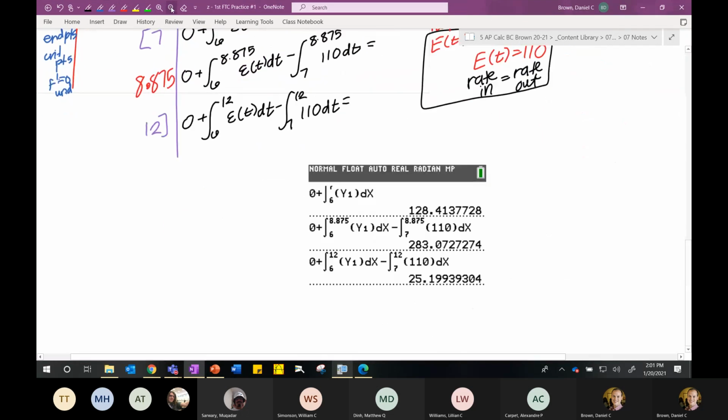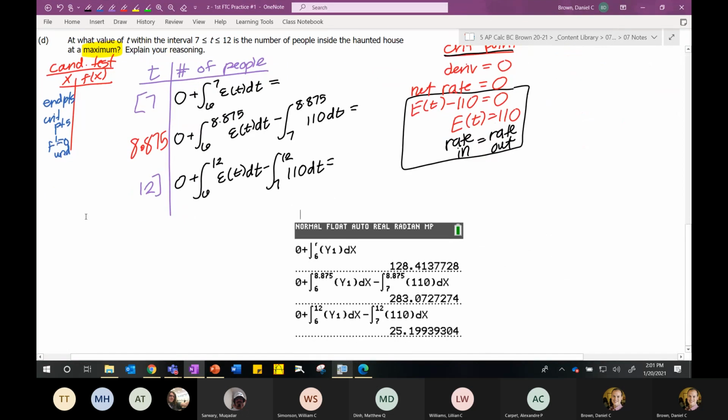When are we going to say that the maximum number of people are in the haunted house? Well, the maximum number of people are going to be in the haunted house at that critical point we found. And the reasoning would, of course, be the candidates test. So it's going to be at t is equal to 8.875, candidates test.